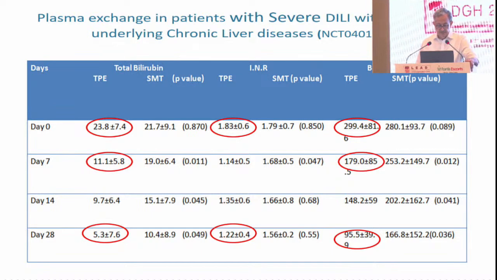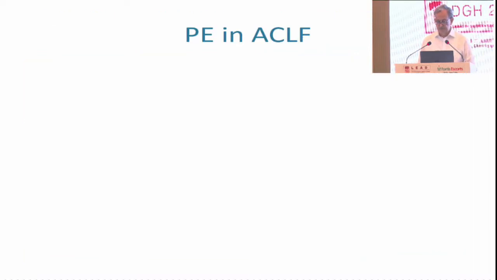Here, plasma exchange versus standard therapy, bilirubin. From a baseline of 23, by day 7 it decreased to half. INR improved, and bile acids, which I think are the worst thing for hyperdynamic circulation, decreased from 300 to almost 95 by the end of it. So bile acids are the ones which cause maximum injury. So plasma exchange removes it.